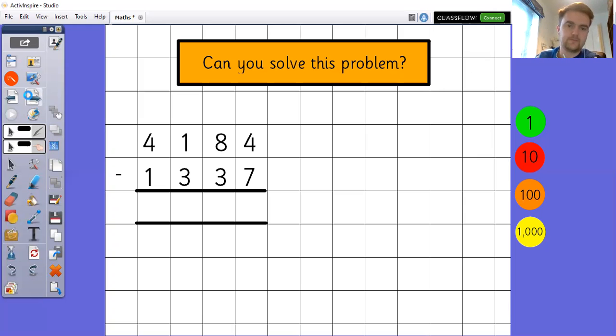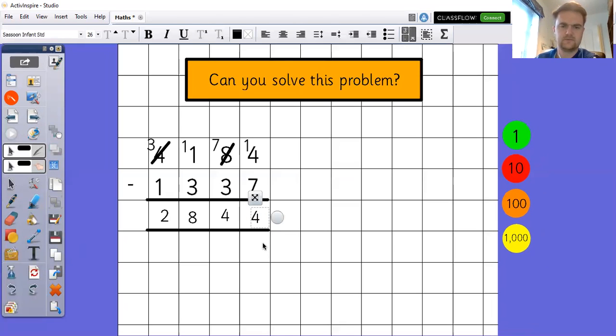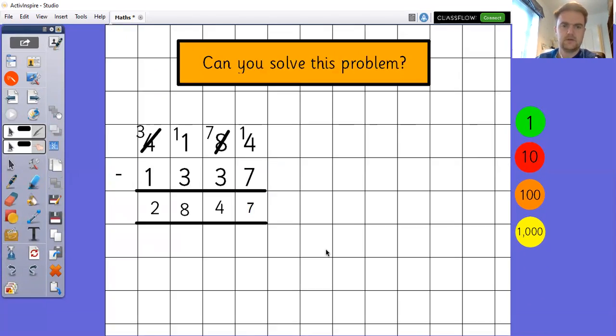Okay, so let's have a look. Can't do 4 take away 7, which means I need to borrow from next door. 14 take away 7 is not 4, it is 7. I can't do, sorry, I had 8 to take away 3, and now I've exchanged one of the 10s for 10 ones. So 7 take away 3 is 4.